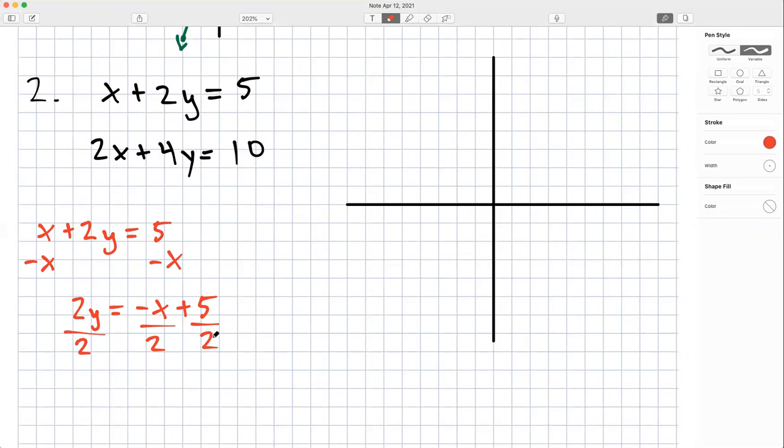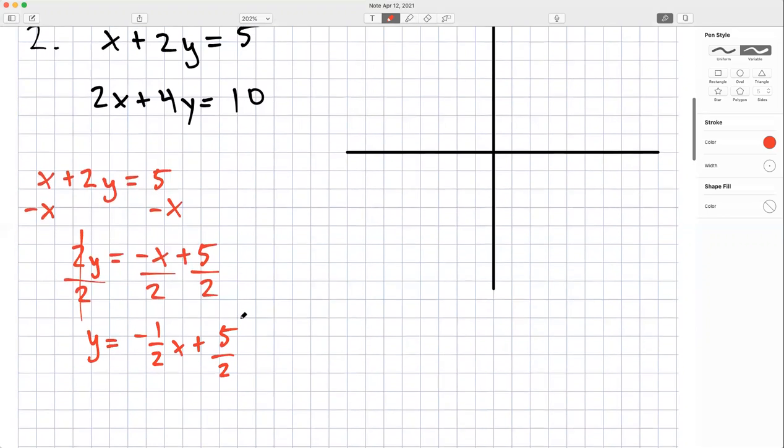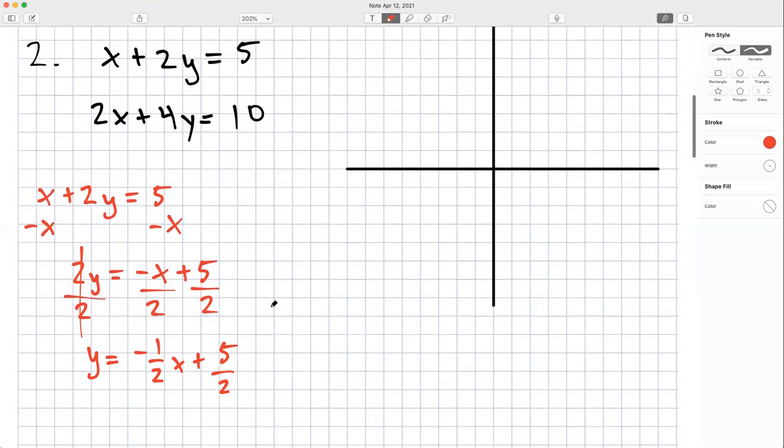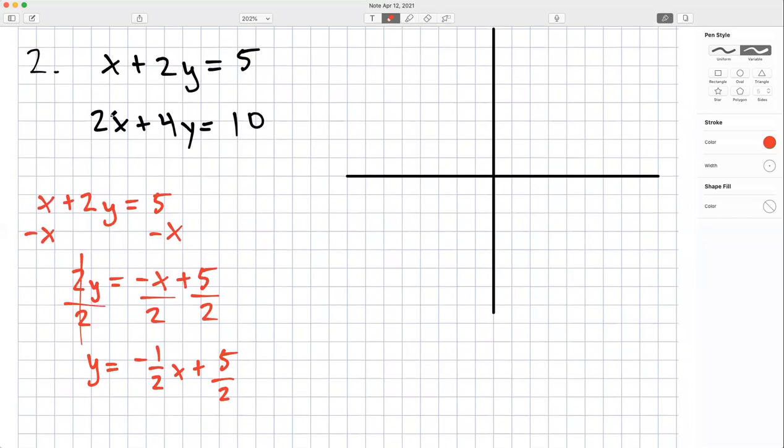And remember, dividing the entire right side by 2 is the same as dividing each of the terms on the right side by 2. 2's cancel. Y equals -1/2 x plus 5 over 2, 5 halves. All right, so 5 halves is the same as 2 1/2, just FYI. Now we're going to look at this, so that was this one right here.